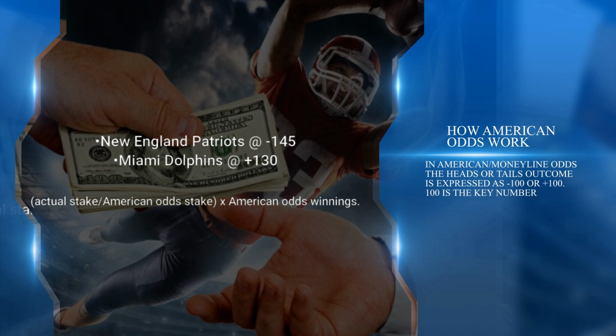The minus in front of the New England Patriots odds means that they are the favourites, and the calculation is different. The minus 145 means that you will win £100 for every £145 you stake. So if you were to place a £10 bet, you would return £16.90, your £10 stake and your £6.90 profit, calculated as £10 divided by £145 times 100. In both examples for the £10 stake, the calculation is actual stake divided by American odds stake, times American odds winning.